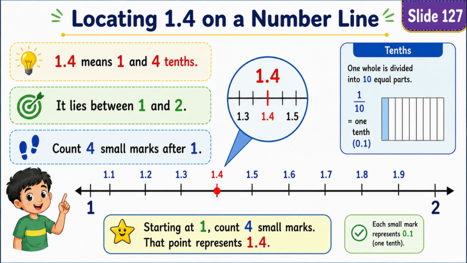Locating 1.4 on a number line. The decimal 1.4 means 1 unit and 4 tenths. To locate it on a number line, look between 1 and 2. Divide the space between 1 and 2 into 10 equal parts. Then count 4 small parts after 1. The fourth small mark after 1 is 1.4. So 1.4 lies between 1 and 2 at the fourth tenth after 1.